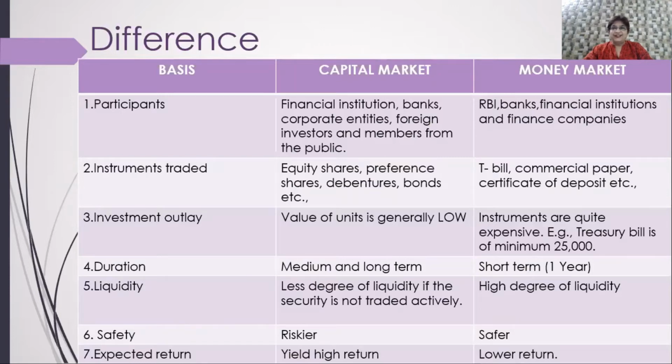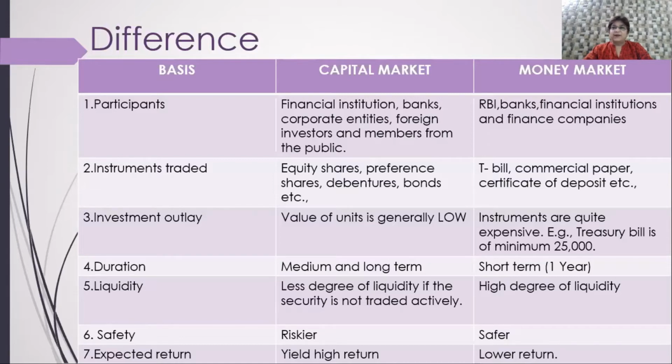Then the instruments traded in the capital market, you can buy and sell equity shares, preference shares, debentures, etc. Whereas in the money market, we have the treasury bill, the commercial paper, all these instruments are traded. Then the investment outlay in case of capital market is much less. For example, you want to buy a share, you may get it for even 100 rupees. But in the money market, the investment outlay is much more. Like for example, treasury bill minimum is 25,000.